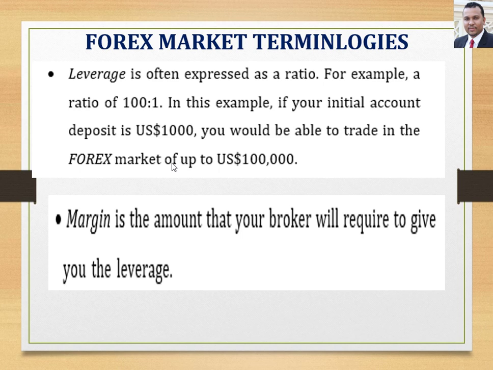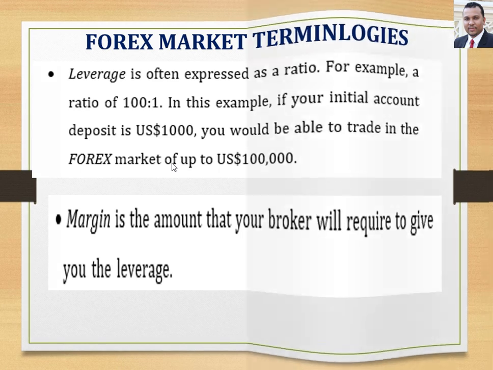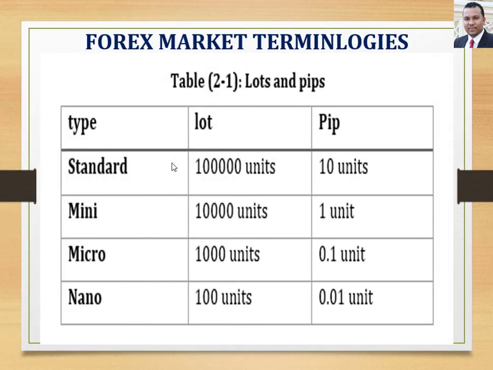The next terminology we talk about is margin. Margin is the amount that your broker will require to give you the leverage. The next terminology, pips and lots. In case of pips, percentage in points. Lots is a trading term, the minimum quantity of any financial assets, maybe shares, maybe currencies, and so on.